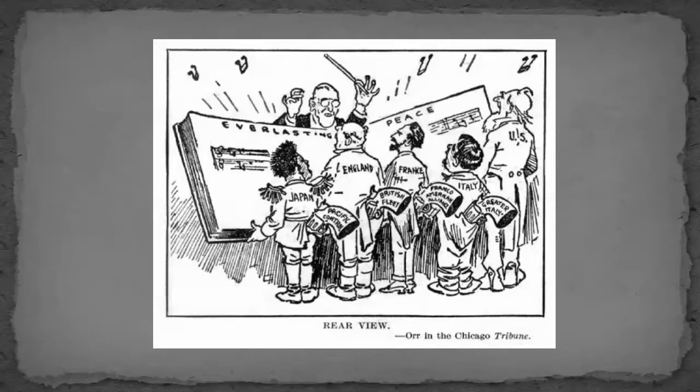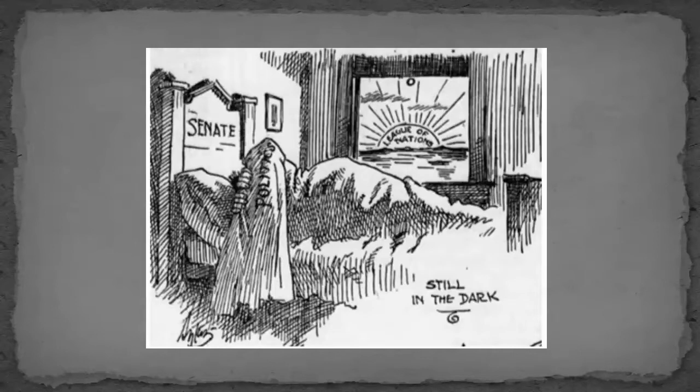Well, Wilson tried his best to at least get what he could from his 14 points. It just didn't work very well. Too many other interests, but he does get the League of Nations through at the Versailles Conference. Well, the United States decided ultimately not to join the League of Nations because the United States Senate failed to ratify the treaty. So the United States stays out of the League of Nations.